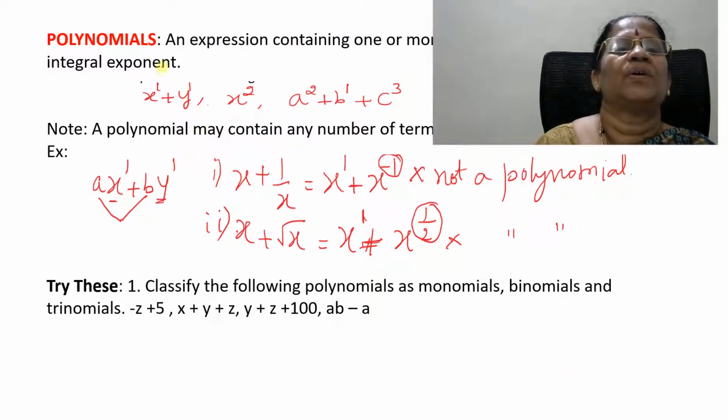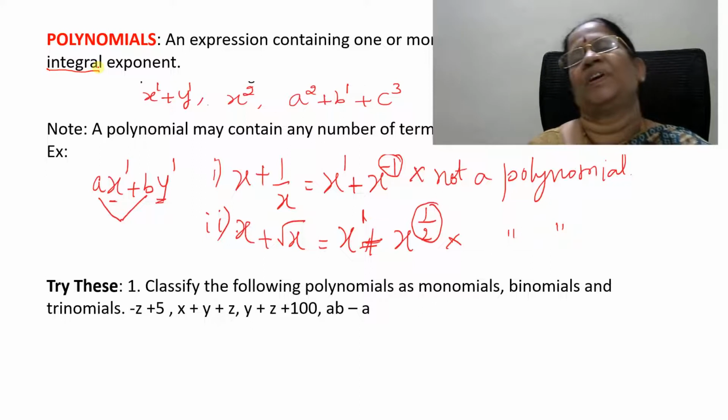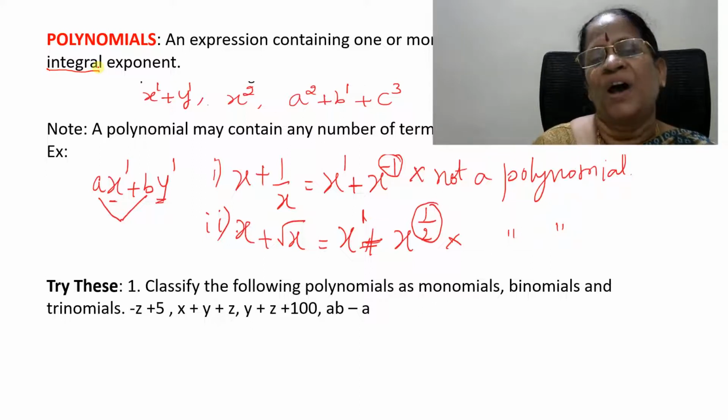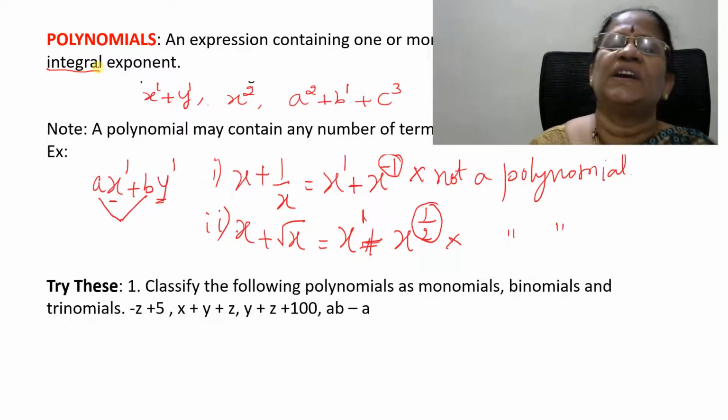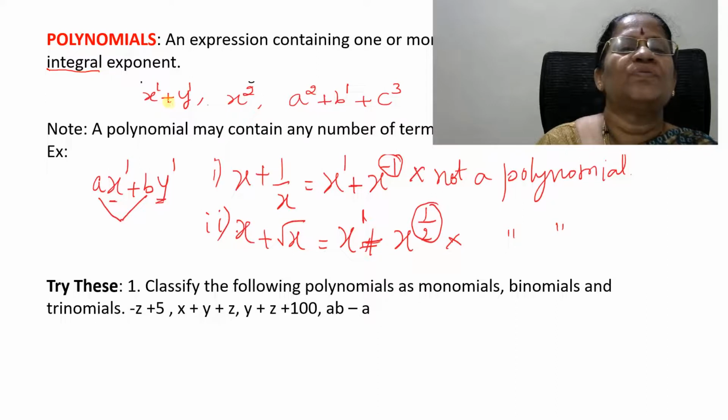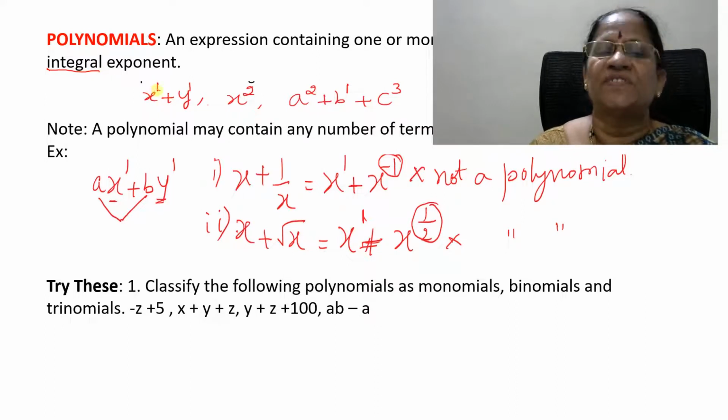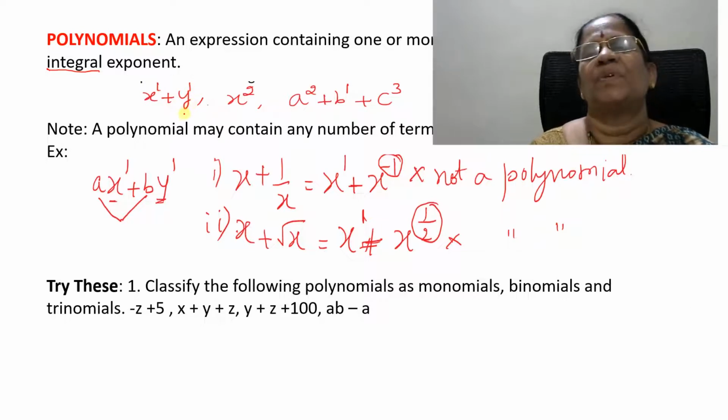Next, polynomials. An expression containing one or more variables having non-negative integral exponent. So this is the basic definition. One is it should have variables and its power should be a non-negative integral exponent. All the variables that are involved in the expression should have non-negative integral exponents. Here, if you consider x plus y, then it is considered as x to the power 1 plus y to the power n, which is a positive integer. This is an example for a polynomial.